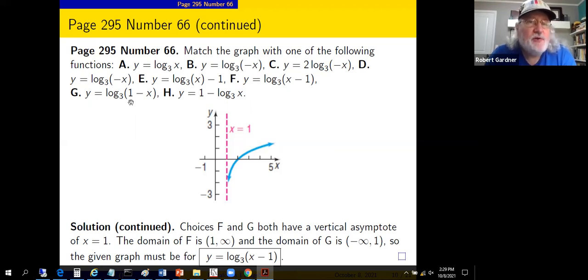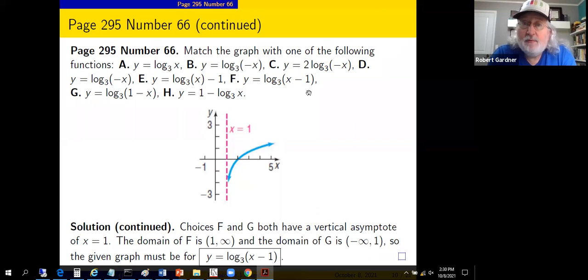How about the g function? We need 1 minus x to be positive. Well, if 1 minus x is positive, then x must be less than 1. That is, x must be in the interval negative infinity to 1. The domain of the g function is negative infinity to 1. That'd be to the left of this asymptote. And the function's not graphed to the left of the asymptote, it's graphed to the right of the asymptote. So this is the winner.